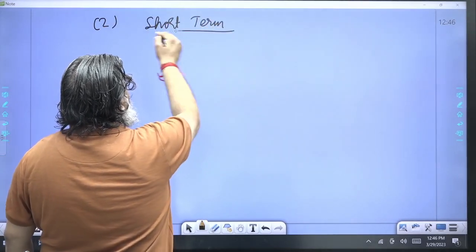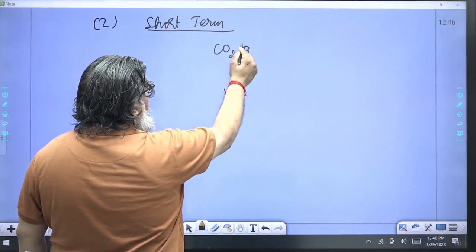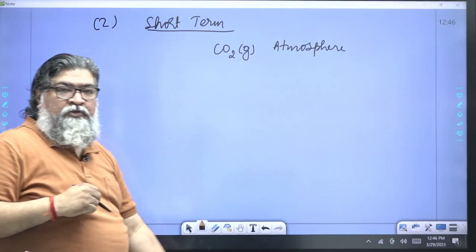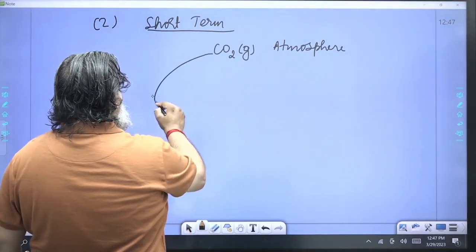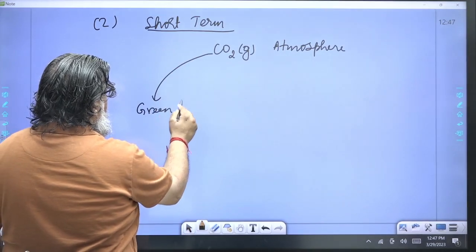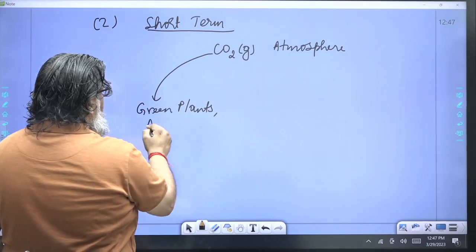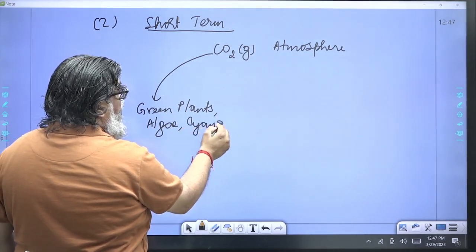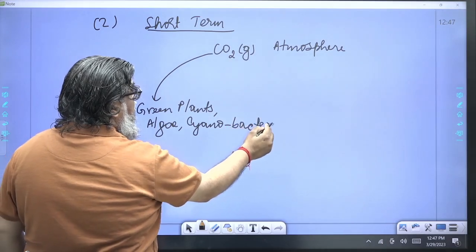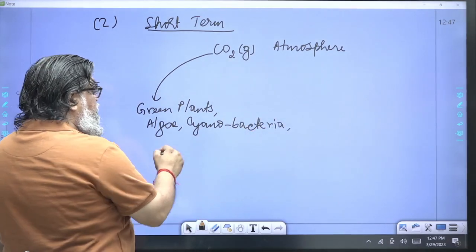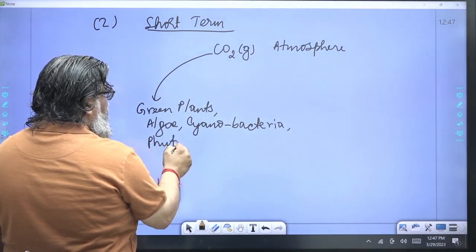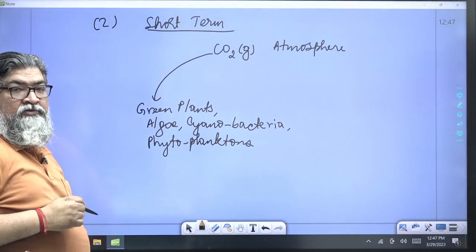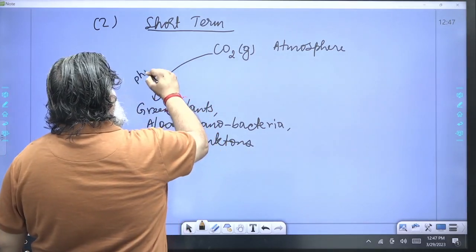For example, carbon dioxide gas in the atmosphere, CO2 gas, is taken by green plants, then algae, and not only algae but even cyanobacteria, blue-green algae like Nostoc and Anabaena. We have also discussed phytoplanktons like diatoms in the water bodies. They take CO2 gas in the process of photosynthesis.